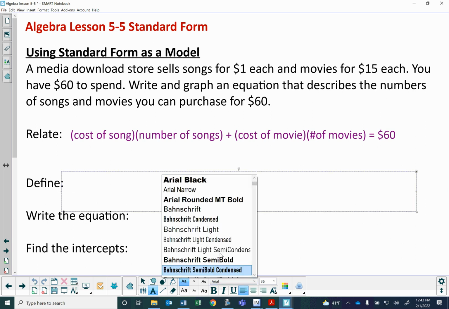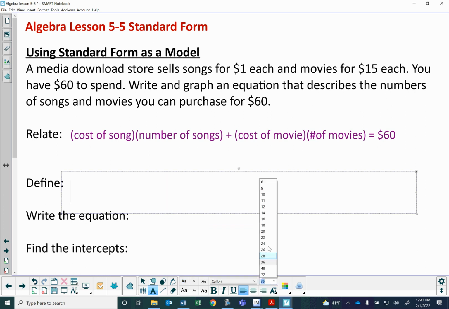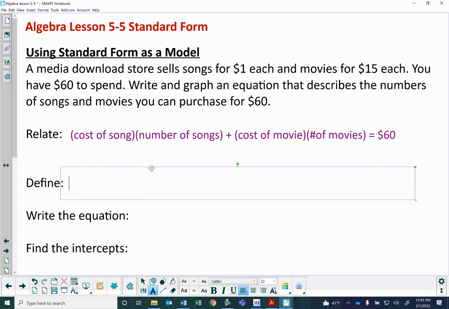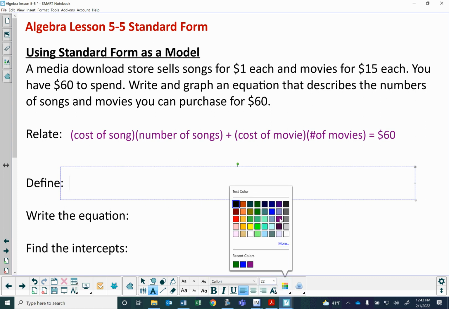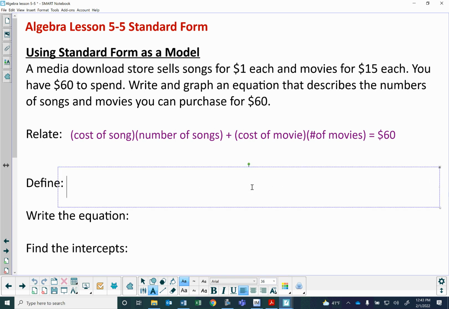So if I define my variables, I want this to be purple again. Oh, that's not where I wanted that to be. I wanted it to be over here, so I'm going to have to do that again.